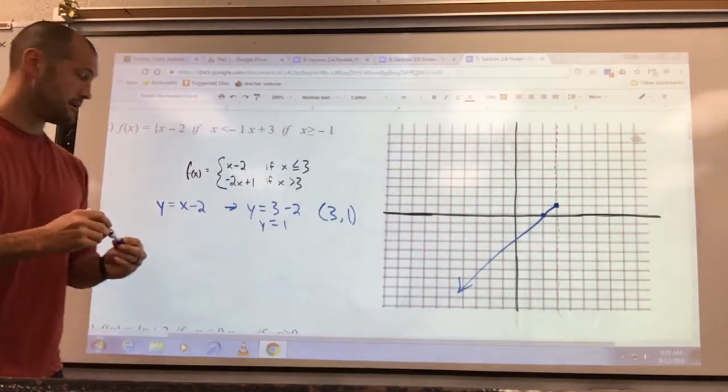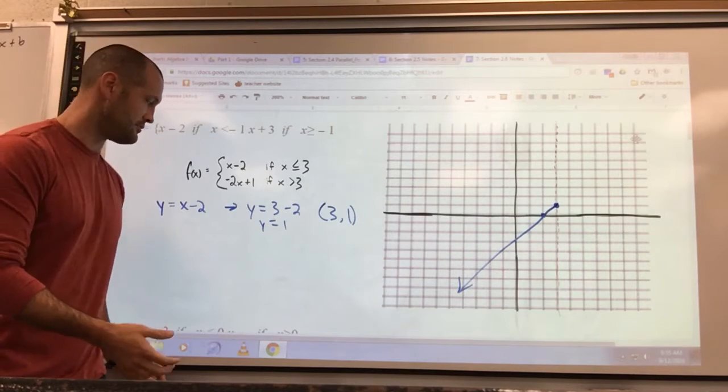Beautiful. Now, I have to deal with my second piece of the function. Get it?